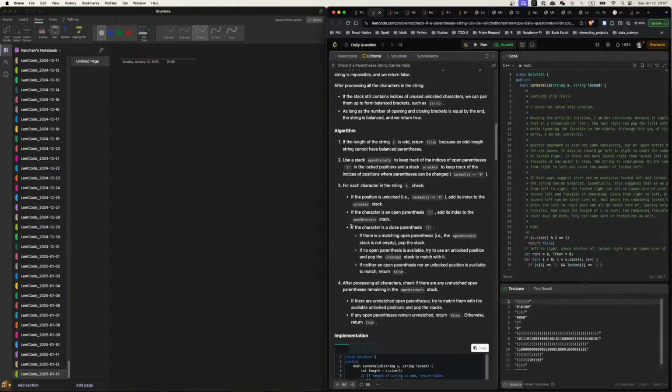It says, if the character is a close parentheses, then we'll check if there's a match for the open first, right? If it is a matching open, then we'll pop it. So basically, what it says is if I have something like this, a left, a flexible, and a right, when I see the right, I can ignore this and I match it with this thing. Now, this is something I couldn't figure out. I just couldn't for the life of me figure out why. I was not convinced. I'm not convinced still, because you cannot just ignore all the other flexibles in between, right?